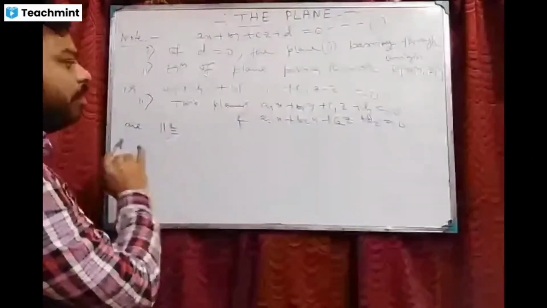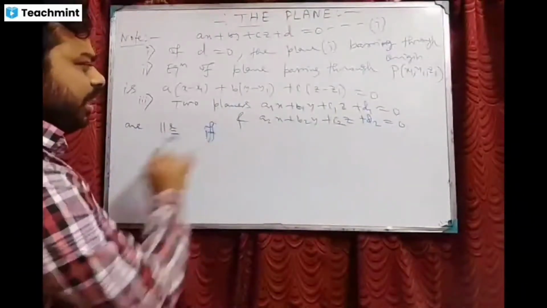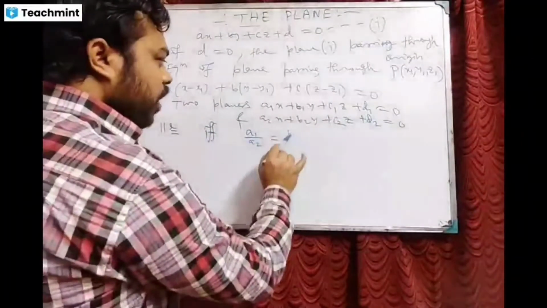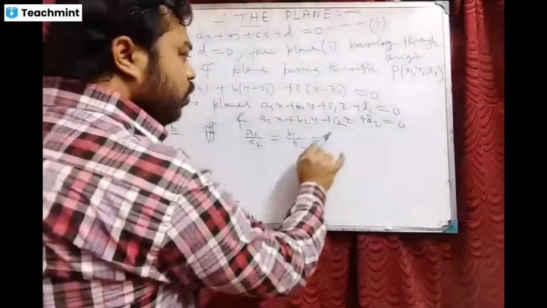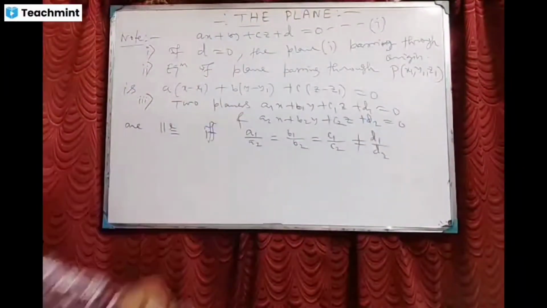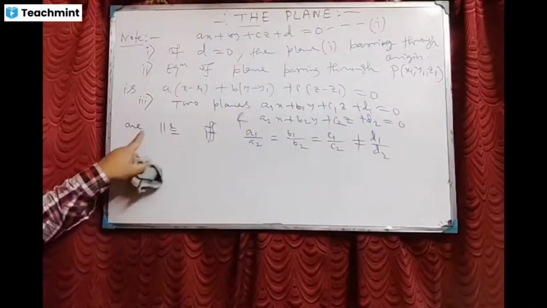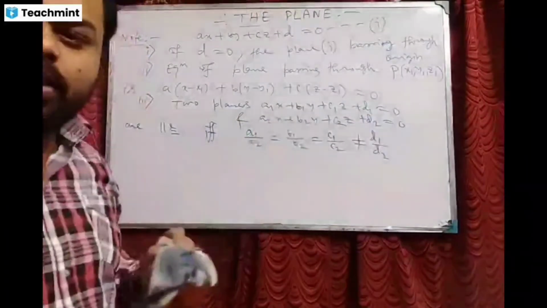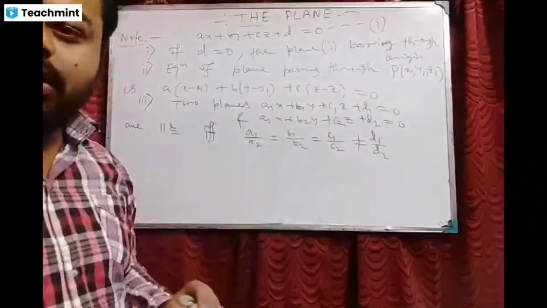Two planes are parallel. দুটো প্লেন প্যারালাল হবে if and only if a1 by a2 is equal to b1 by b2 is equal to c1 by c2 not equals to d1 by d2. This is the condition of parallelism of two planes. Two planes this and this are parallel if and only if this condition holds, মানে this condition under plane দুটো parallel হবে, এই plane দুটো parallel হলে এটা hold করবে.